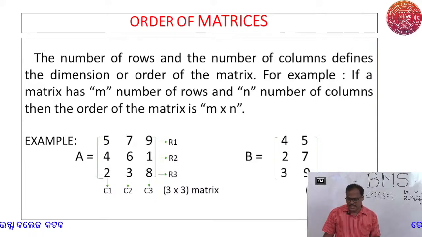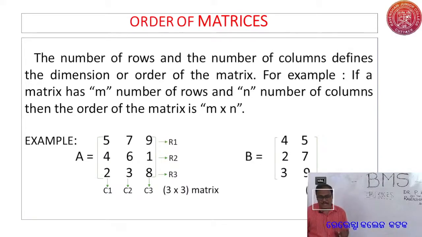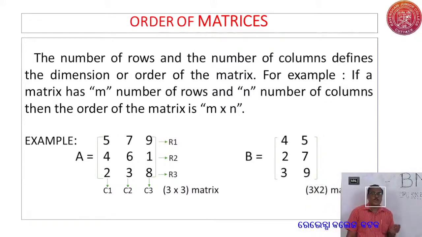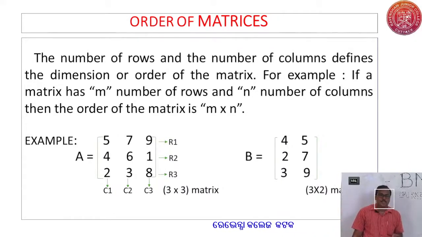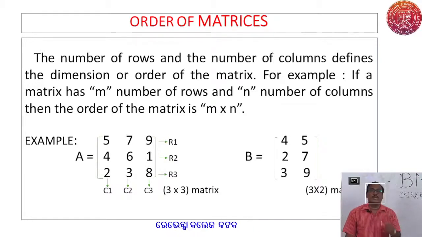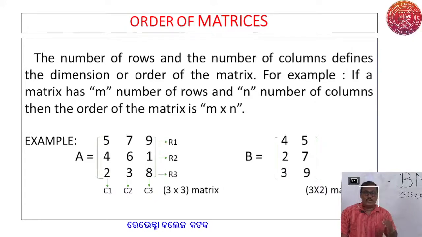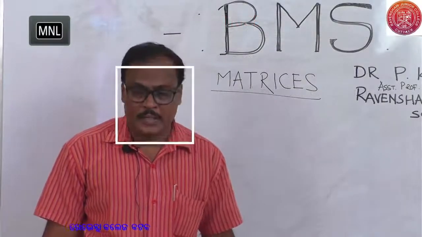I gave an example. In the first row I gave 5, 7, 9. In the second row, 4, 6, 1, and in the third row, 2, 3, 8. In this case, we find there are 3 rows and 3 columns, and we can say this is your 3 into 3 matrix.